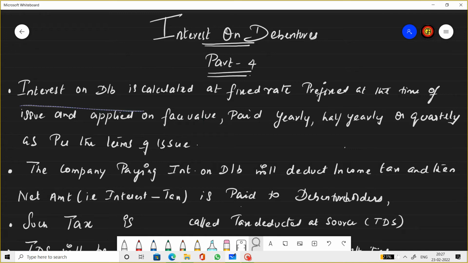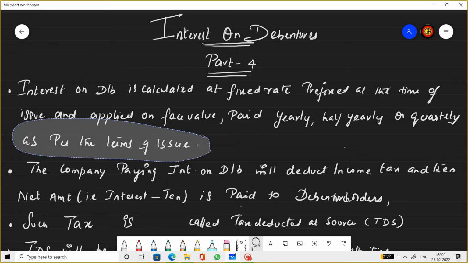And interest on debentures is paid yearly, half yearly or quarterly as per the terms of the issue. So this is up to the company to decide what terms of issue they are going to follow. Interest will be paid accordingly.